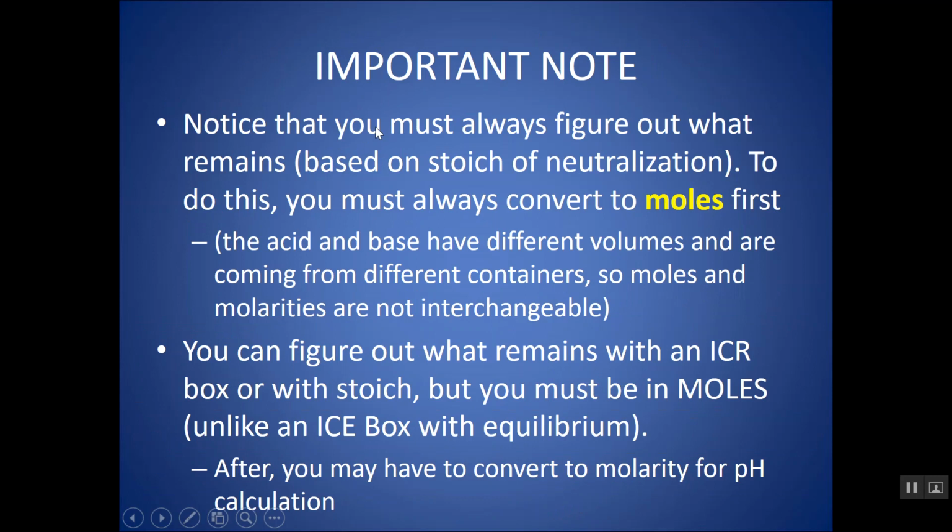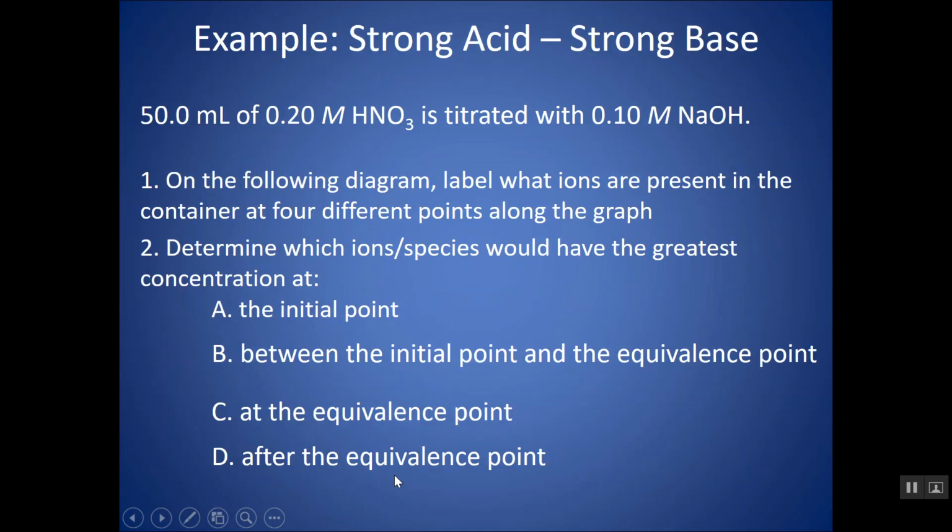Okay, so important note: you must always figure out what remains, which is based on the stoichiometry of the neutralization. To do this, you must always convert to moles first. The acid and base have different volumes and are coming from different containers, so moles and molarities are not interchangeable. You can figure out what remains with an ICR box or stoichiometry, but you must be in moles. And that's why I specifically changed it to ICR, just to remind you, hey, it's a different box, be in moles instead of molarity. And then after, you may have to convert to molarity for pH calculation.